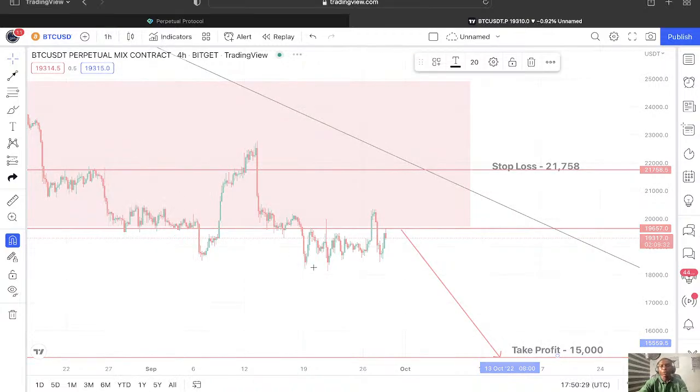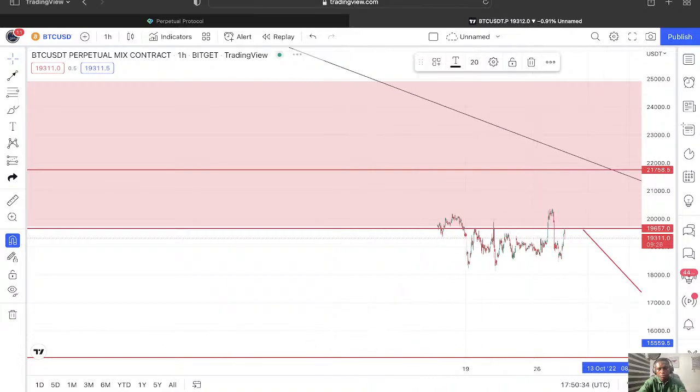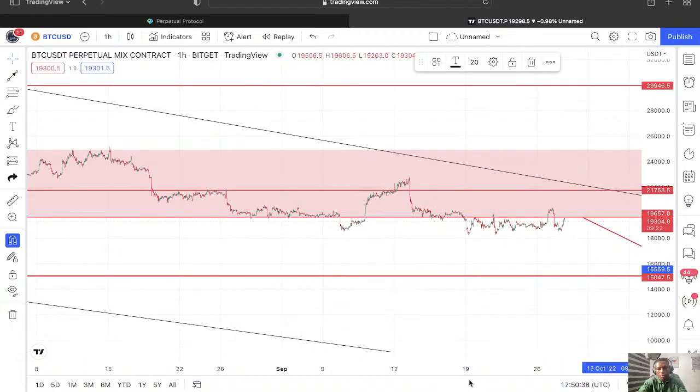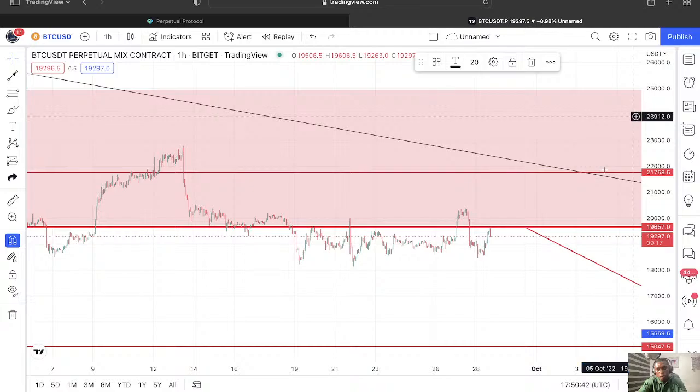The 1 hour time frame says short. Okay, more downside for the BTC in the short term.